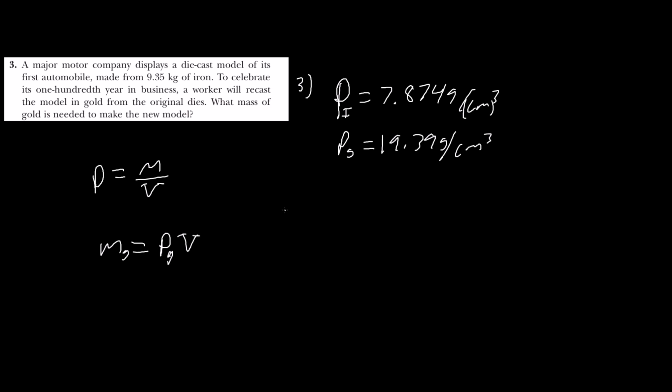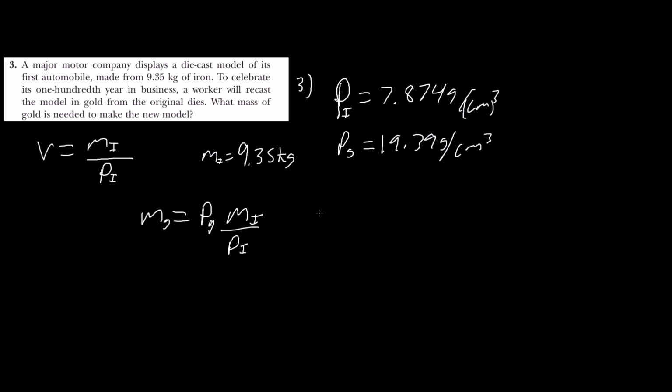Now, in order to get that volume, we're going to take the mass of the iron, which it gives us. The mass of the iron is going to be 9.35 kilograms. So the volume is going to be the mass divided by the density of the iron. Alright, folks, so now we've got practically all the equations set up.